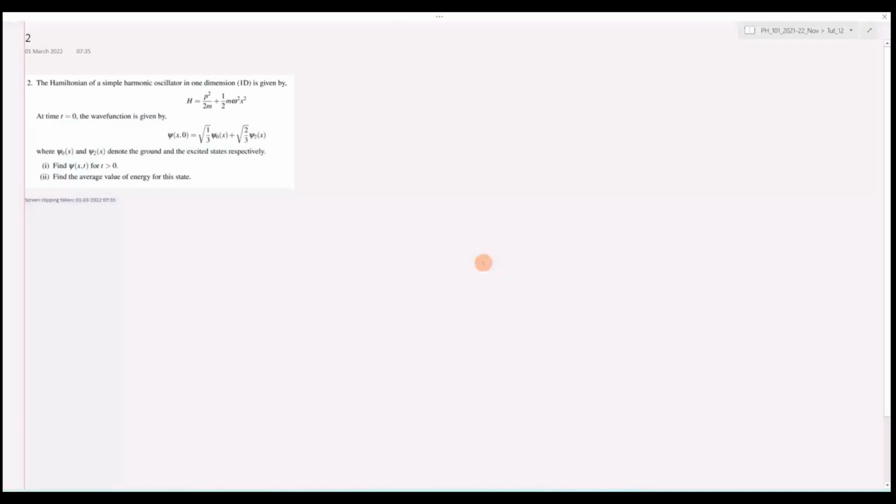Okay, the next question. So here, a simple harmonic oscillator in one dimension is given. The Hamiltonian is given to us. At t equal to 0, the wave function is also given to us. We have to find what is the wave function at any time t for t greater than 0.